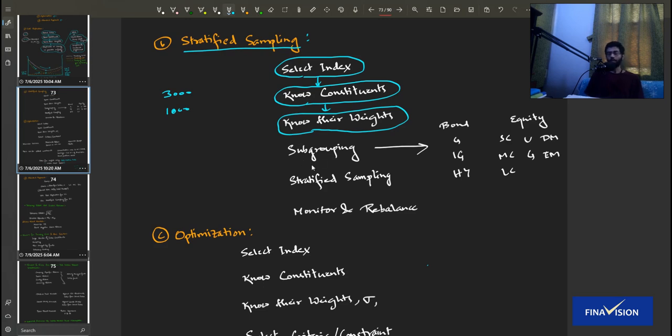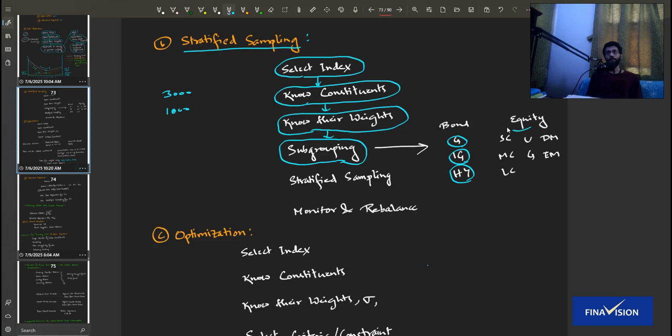So what the manager does is subgroupings, divides the constituents into subgroupings. Now that subgrouping can happen in multiple ways. If it's a bond portfolio, the subgrouping can be based on government bonds, investment grade bonds, high yield bonds, or it can be subgrouped in terms of credit quality, or in terms of tenure or maturity period, or it can be a combination of multiple of these factors, right? This is in the case of bonds.